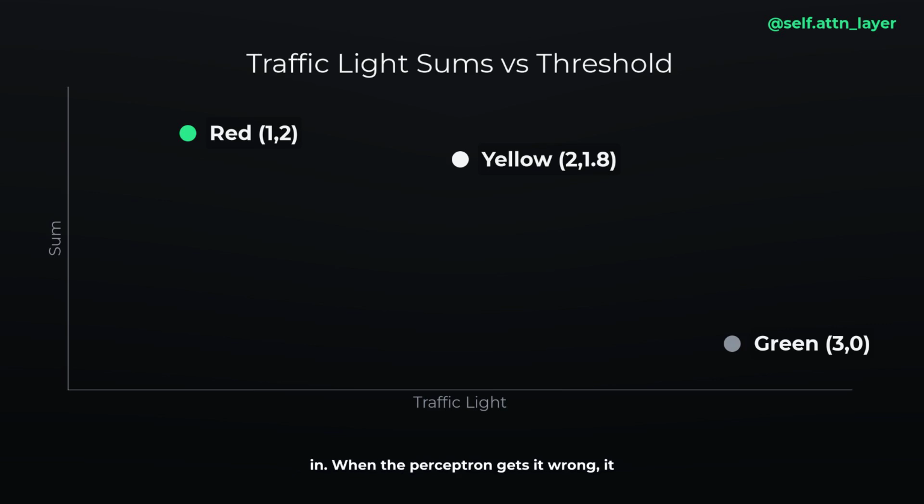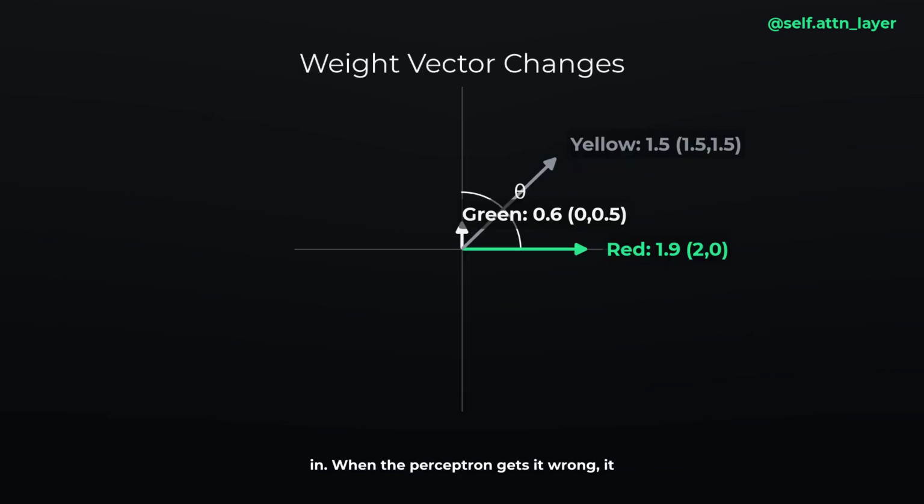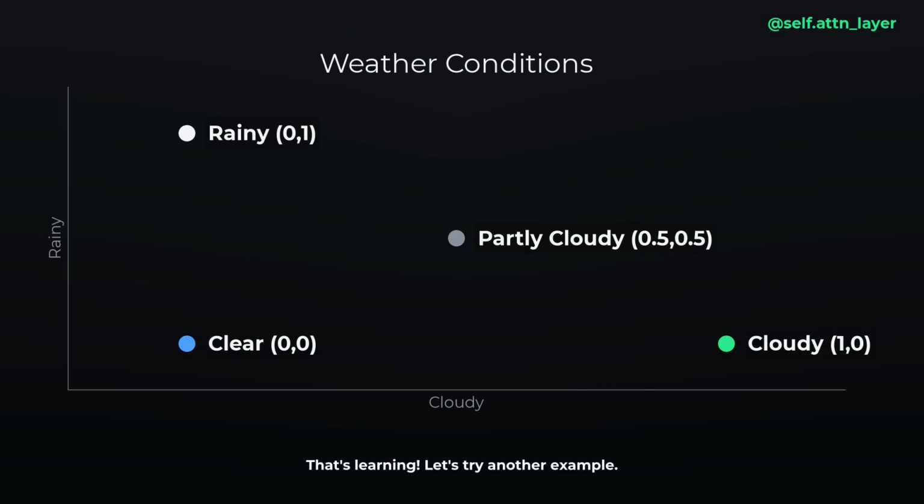That's where learning comes in. When the perceptron gets it wrong, it adjusts its weights slightly to do better next time. If yellow should have been a go decision, but the perceptron said stop, it makes the green weight a tiny bit bigger and the red weight a tiny bit smaller. That's learning. Let's try another example.